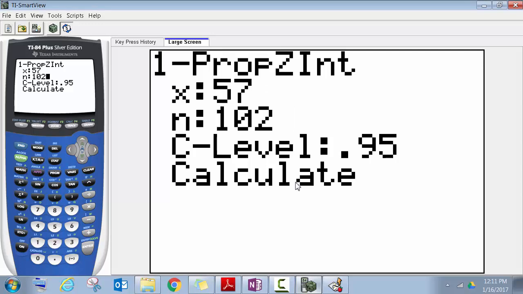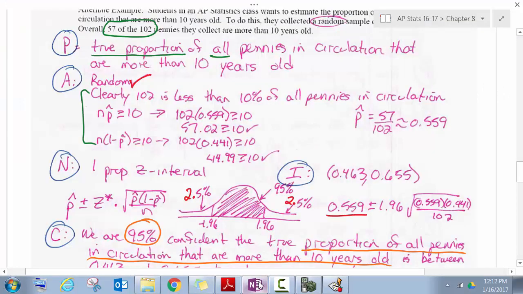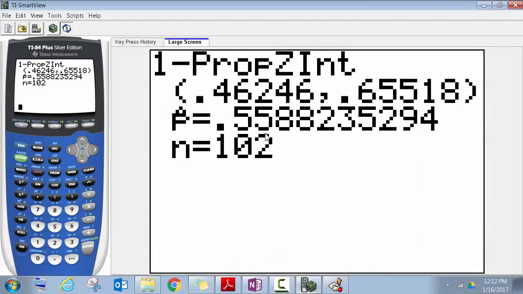And then the level of confidence, which is going to be standard of 0.95, so we're just going to keep it there and calculate. There's our interval, 0.462 and 0.655. That's exactly what we got, just rounded a little bit. It also found our p hat, which was nice. P hat, and it found n, we typed that in, so we didn't really need that.